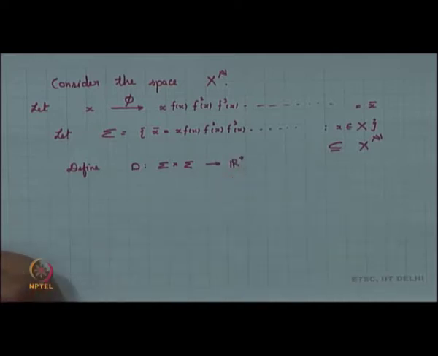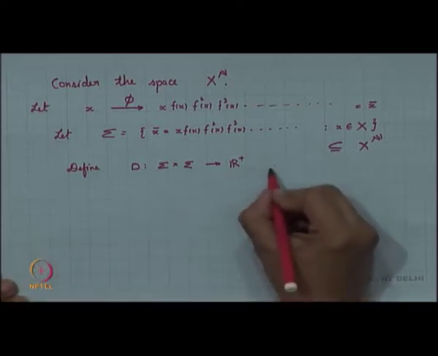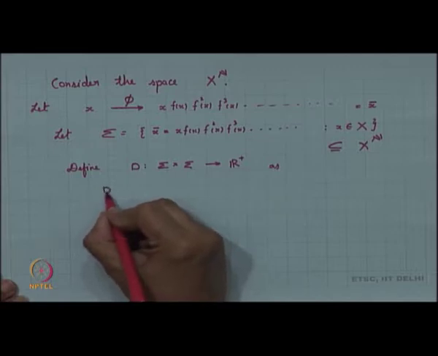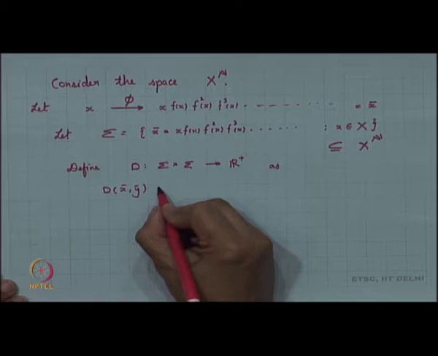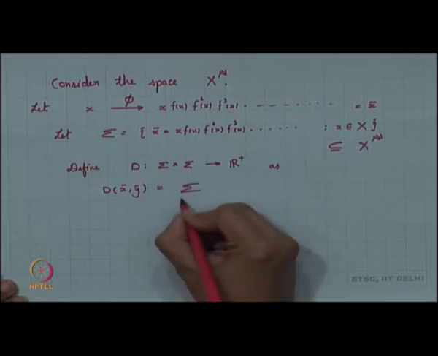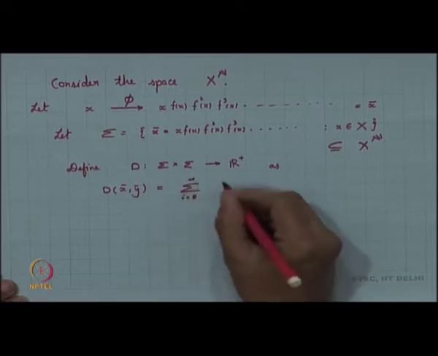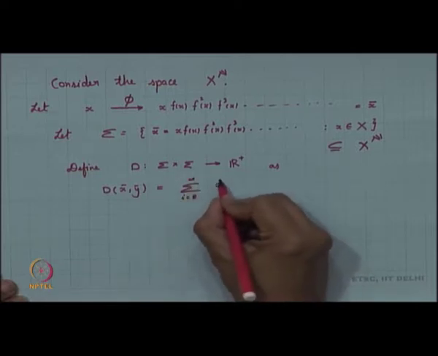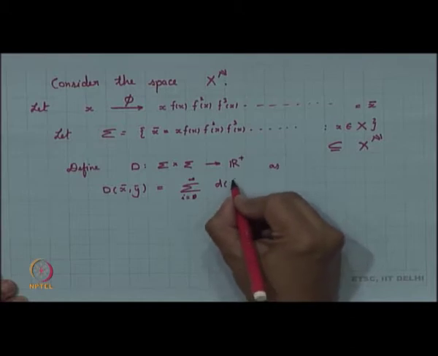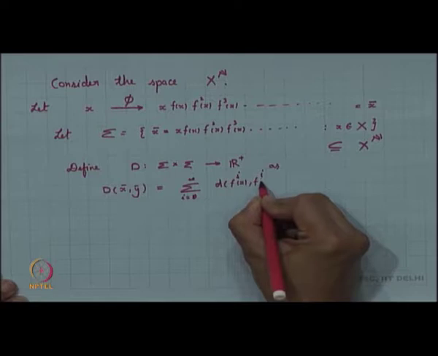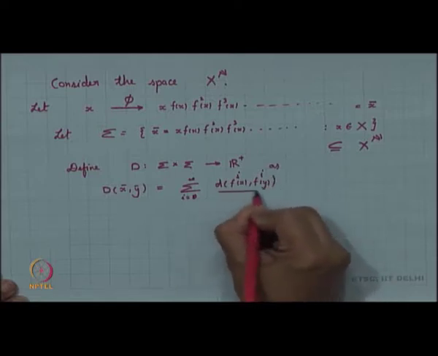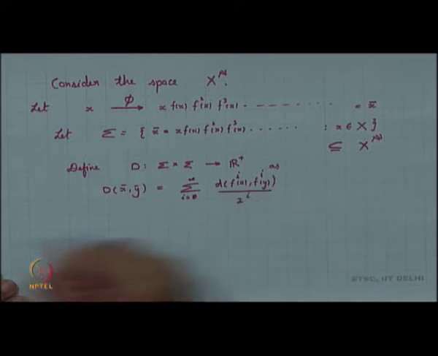to R plus, and we can define this as follows. If I am taking any x bar and y bar, then D(x bar, y bar) happens to be equal to the summation, i going from 0 to infinity, of d(f to the power i x, f to the power i y) divided by 2 to the power i.